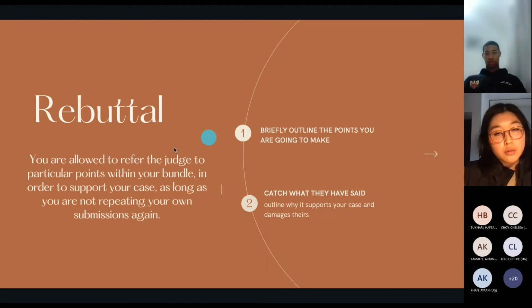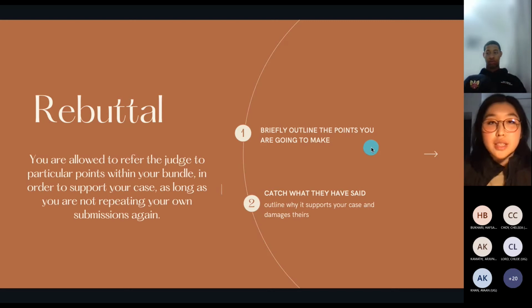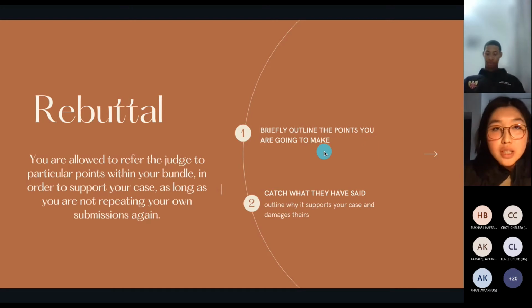Here is a little process of how the whole rebuttal looks. It's pretty simple. Number one, briefly outline the points you're going to make. A good tip, actually, is to preempt what the respondents will propose in their mooting. It makes the process easier, and it helps you organize all your thoughts properly. You are allowed to refer the judge to your bundle, but usually that doesn't really happen. But it is good to refer the judge to your bundle as long as it supports your case, not just to regurgitate what you've already said earlier. So yeah, just catch what they say and then bullet point everything.